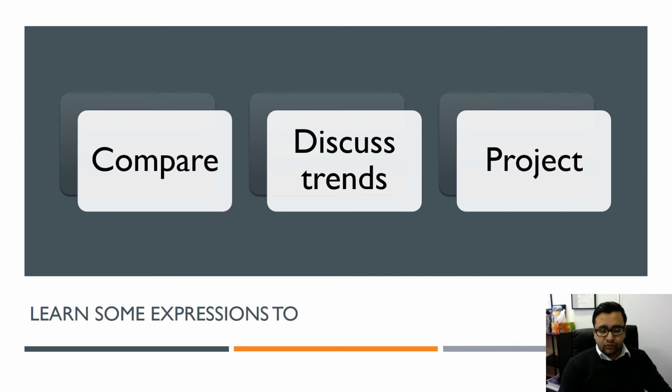So what are the common things you are supposed to do in this section? First thing is you are expected to compare the given items in terms of their values, qualities, or characteristics. If you see any kind of trends going on in the picture, also mention them in your description. And if you feel like this picture can help you to predict what is going to happen in the future, then try to project the trend for the future as well. So compare, discuss some trends you see, try to project the future, and learn some expressions for this task.